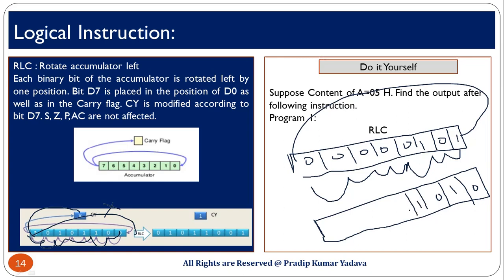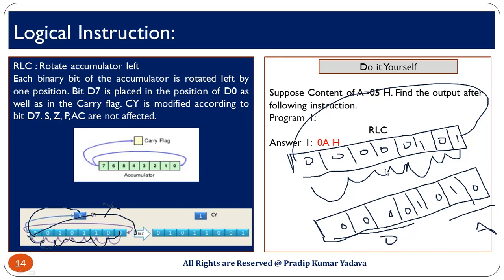1, 0. Okay. Now 0, 0 and 0. So, this will be the output. This is 0 and this is A. So, after performing RLC one time, you can get double of this number also.